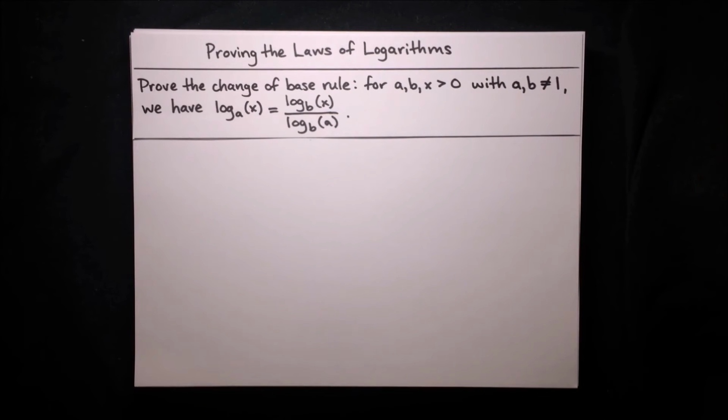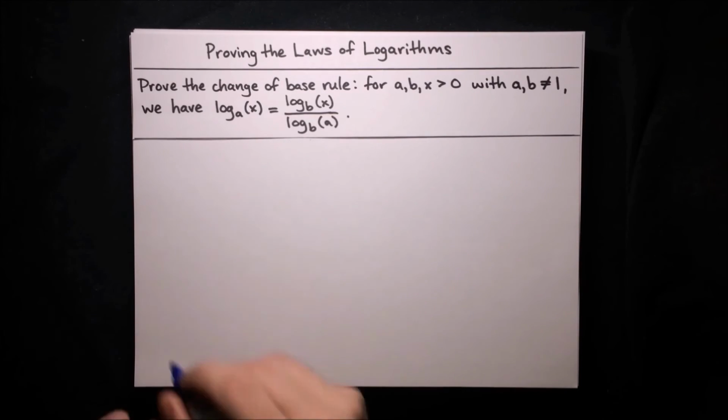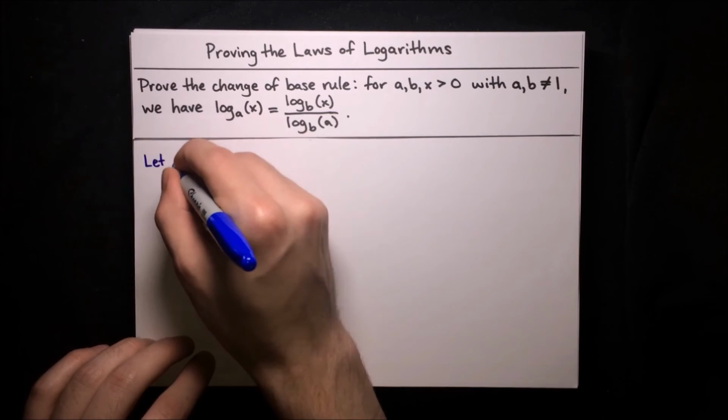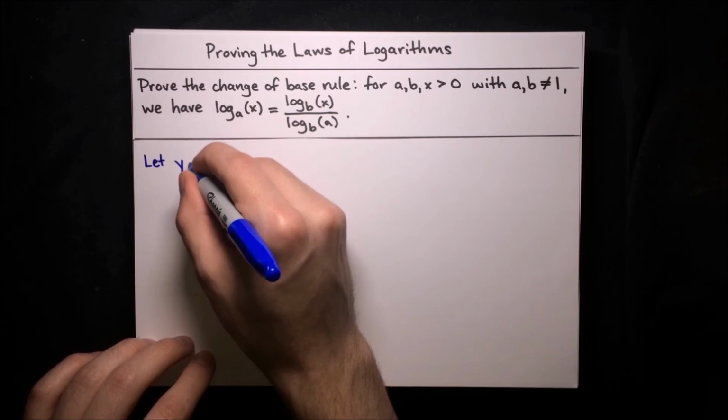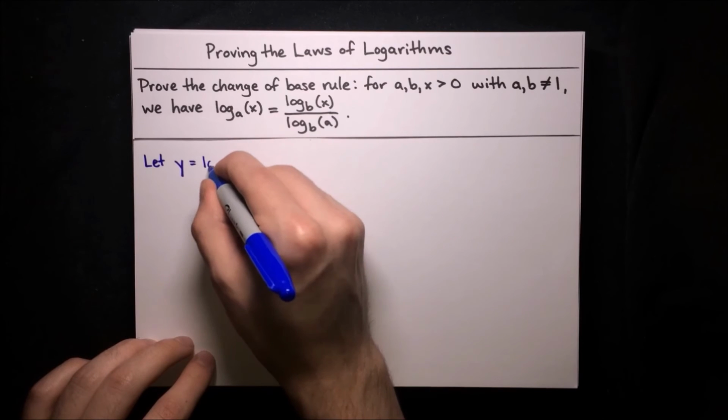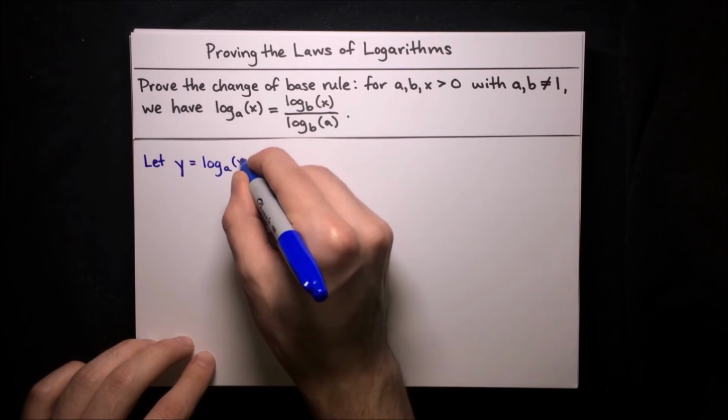Now we want to prove the change of base rule. That is, for numbers a, b, and x that are greater than 0, with neither a nor b equal to 1, we have that log base a of x is equal to log base b of x divided by log base b of a. So any guesses as to our first step here? If you guessed that we're going to simplify the situation, you'd be right. And we're going to do this the same way that we've done previously. Let's just let y be our left side, which is log base a of x.